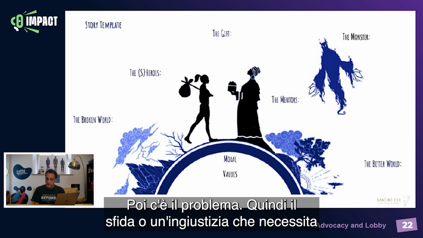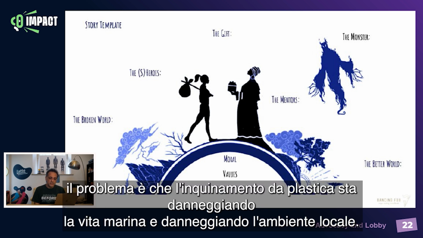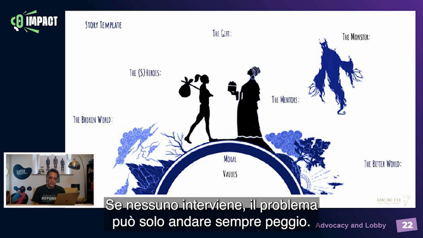Then there is the problem, the challenge or injustice that needs to be overcome. The problem should be clear and urgent. In our example, the problem is plastic pollution harming marine life and damaging the local environment. If no one takes action, the issue can only get worse and worse.